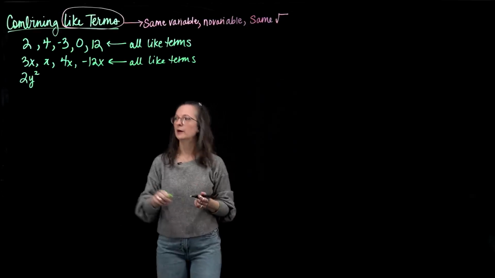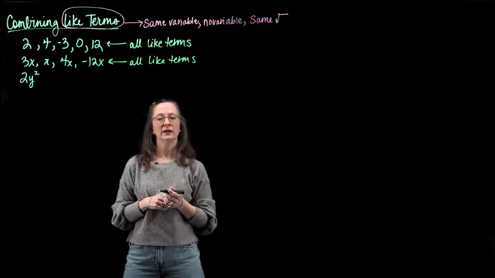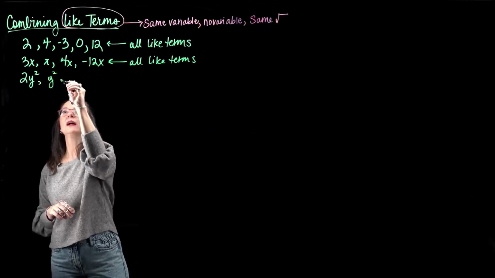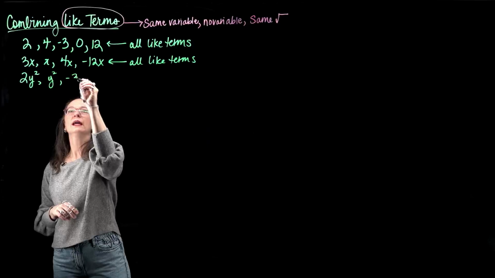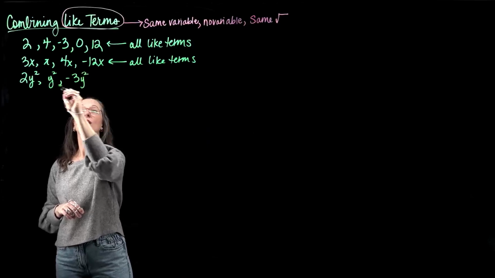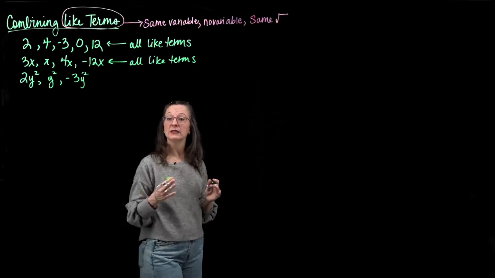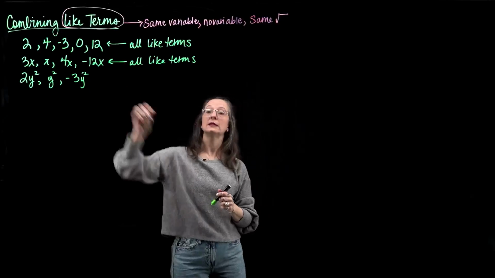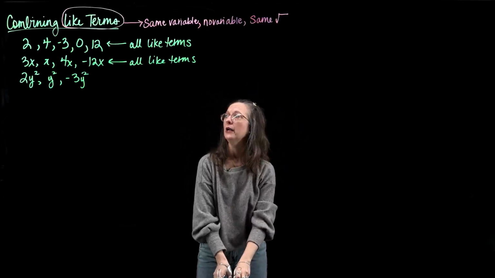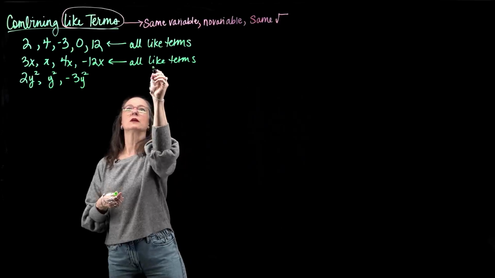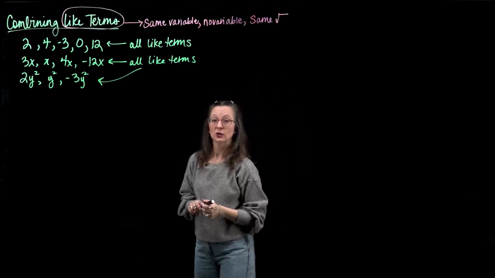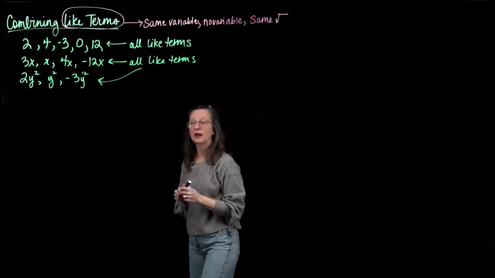Let's look at one more. 2y squared. Well, this would be like terms with y squared, or -3y squared. Notice they all have exactly the same variable to the same power. All right, we'll say that is like terms as well. We talked about what is like terms. Let's look at what's not.